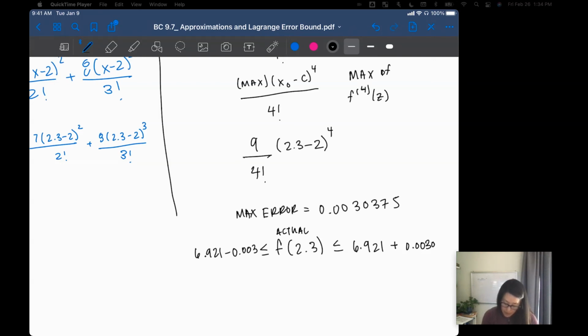Okay, so I get f of 2.3 has to be less than or equal to 6.924, but greater than or equal to 6.918. So this tells me my estimate or my approximation plus the error, potential error. And this is the approximation minus the error. Okay, and that's that.